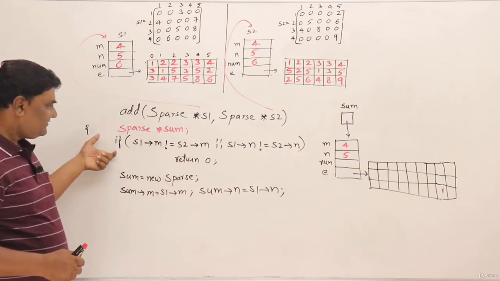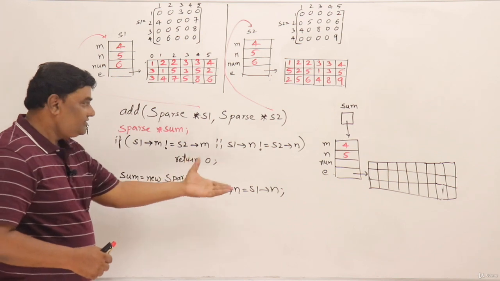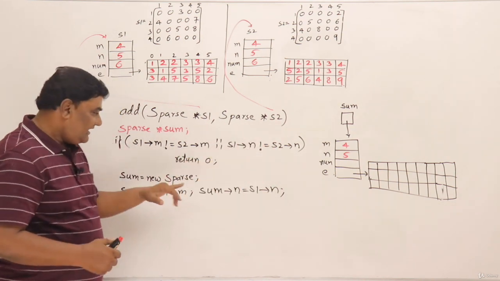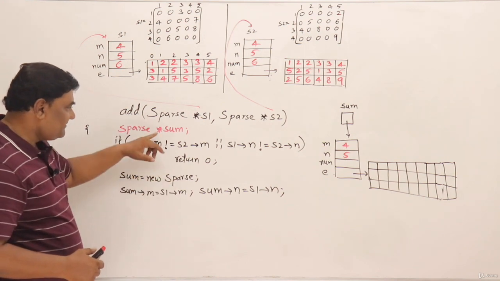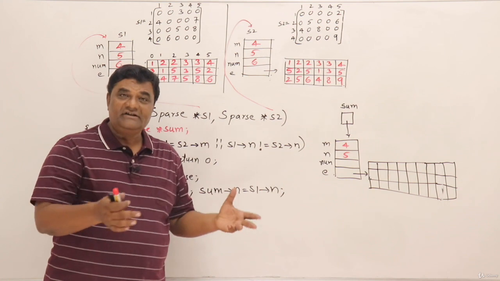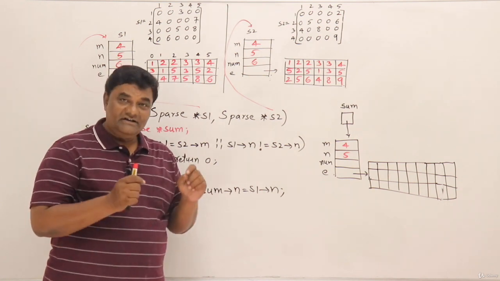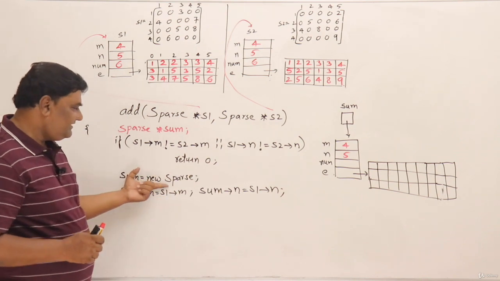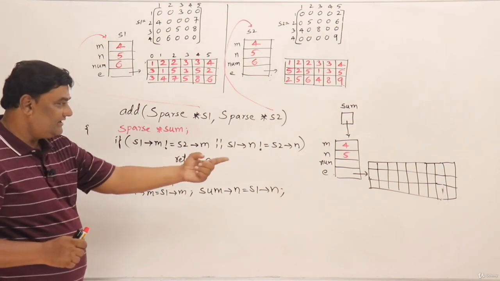This is the way to check. Then creation of a new sparse matrix is done, and we have created it in heap. Remember this, we have created it in heap so that it can be used anywhere in the program. If anywhere in the program you have a pointer to this one, you can access it. So I have created this in heap, then I have filled these values.